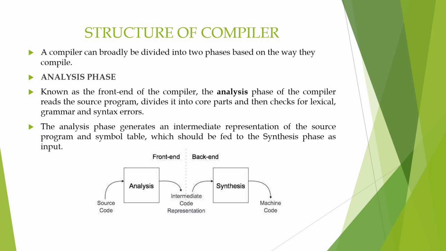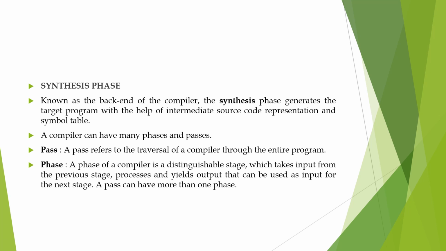So first the source code enters the analysis phase, and then it is converted into the intermediate representation and symbol table, which is the input for the synthesis phase. Next comes the synthesis phase, which is known as the back end. If anybody asks what the two phases of a compiler are, you have to answer: one is the analysis phase and the other is the synthesis phase. The analysis phase is the front end, and the synthesis phase is the back end of the compiler.